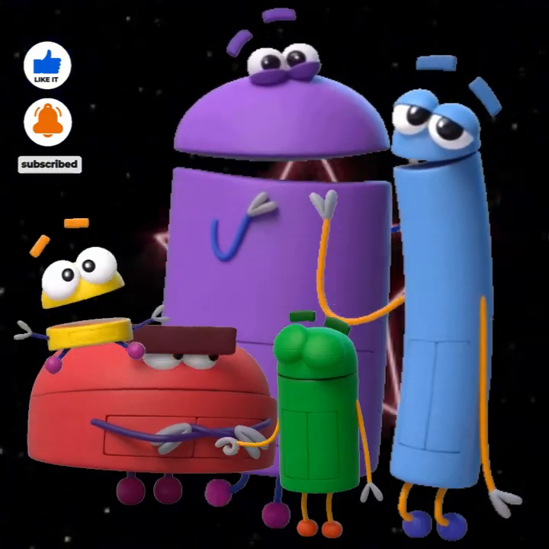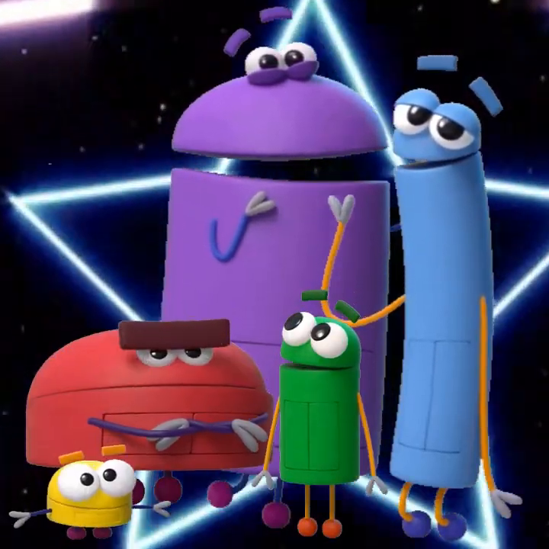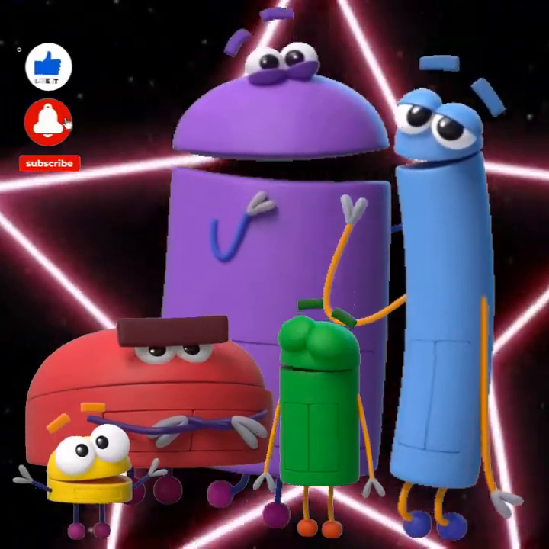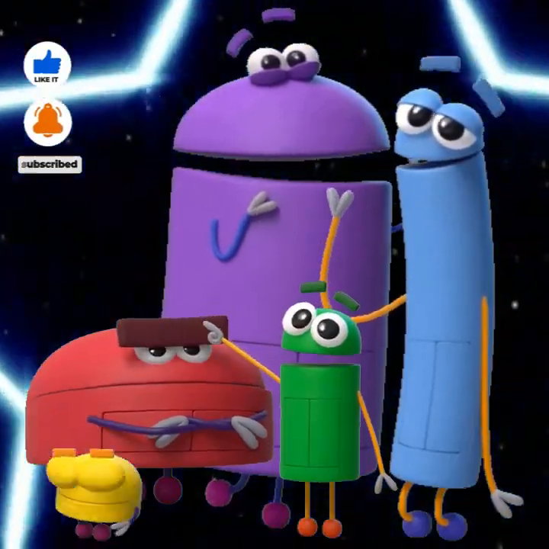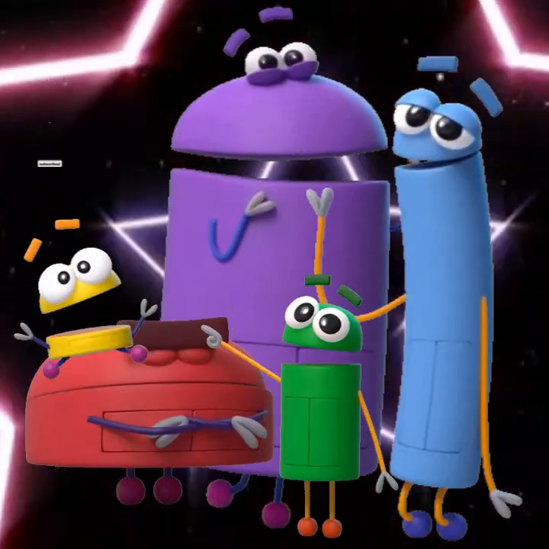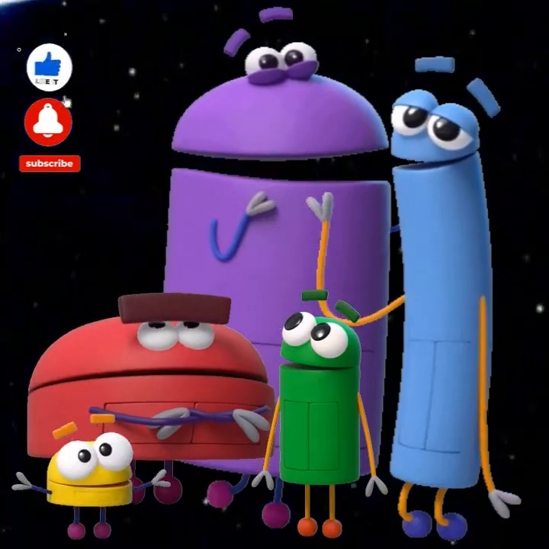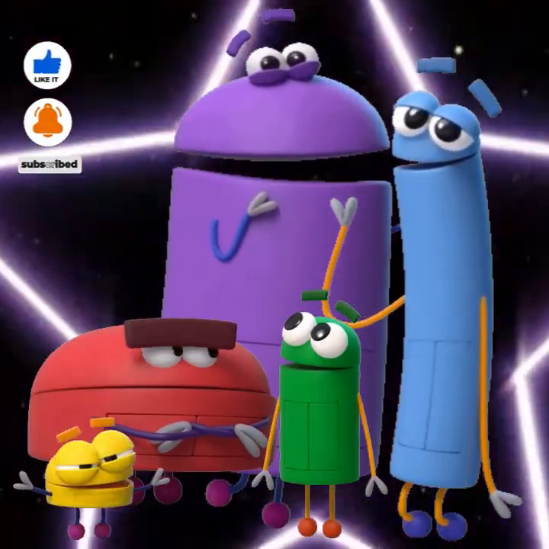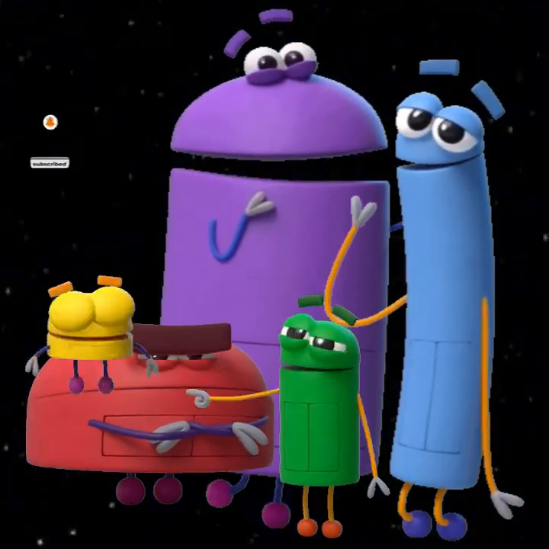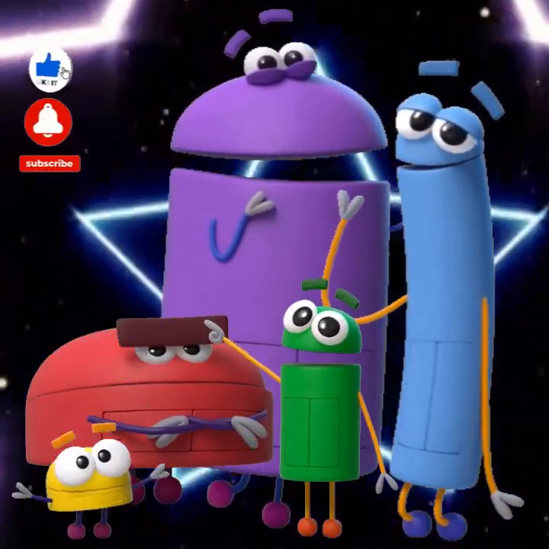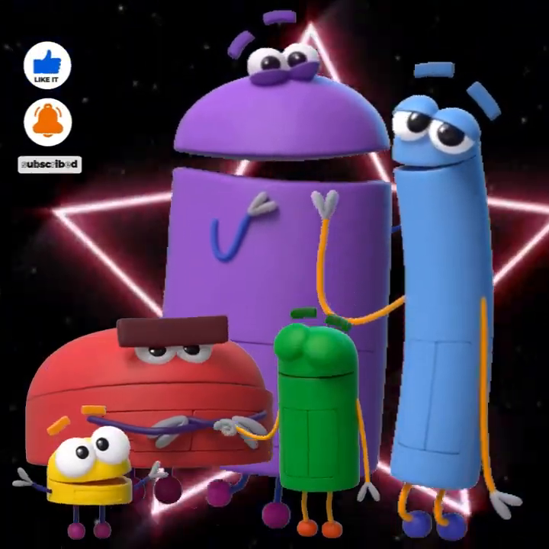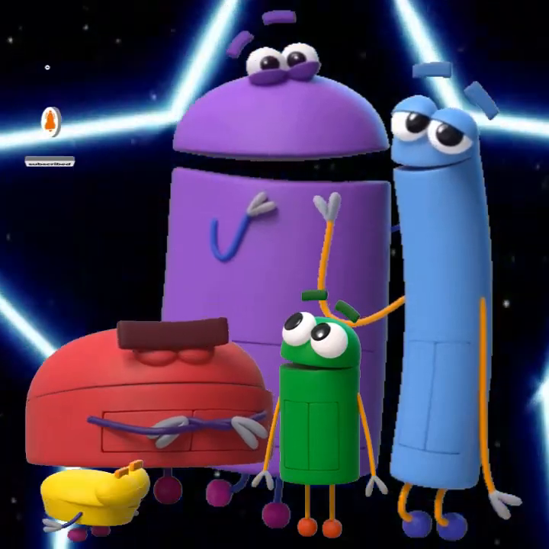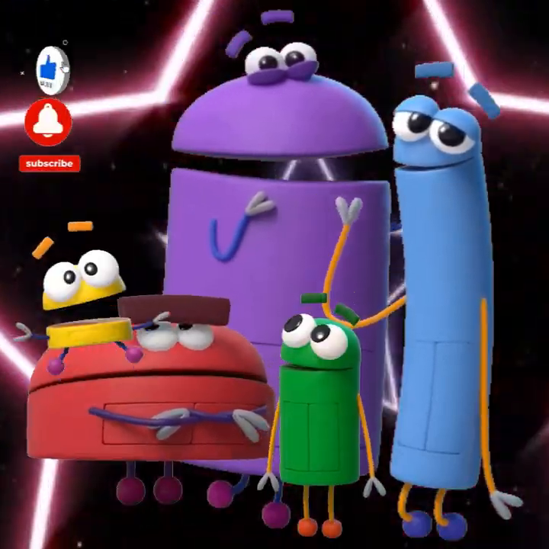Activity for listeners: Maze Letter Challenge. Listeners can join Boop in solving the maze by creating their own letter maze. Provide them with a grid of letters and challenge them to spell out a word using the letters they find in the maze. They can create their own mazes on paper and exchange them with friends or family to solve. For a fun twist, you could also have them spell out their name or a favorite word.